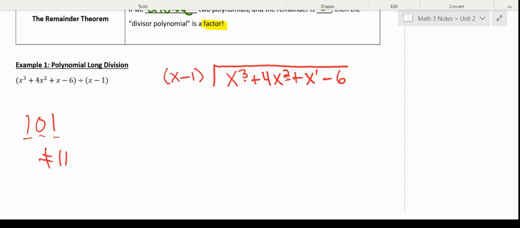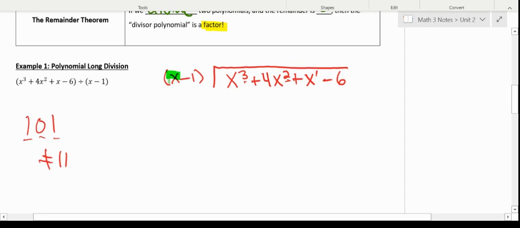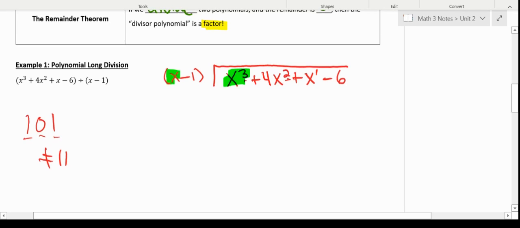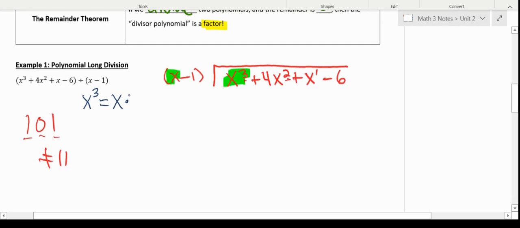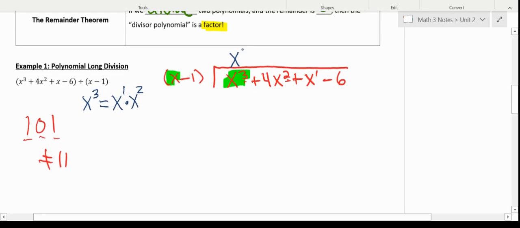So the first thing we're going to do is we focus on that first term of x and x to the third. So basically, we're going to say, what are we going to multiply x by to get an x to the third? And so remember that if I want x to the third and I have an x already, 1 plus 2 is 3. So I essentially need an x squared. So I'm going to write an x squared on top.